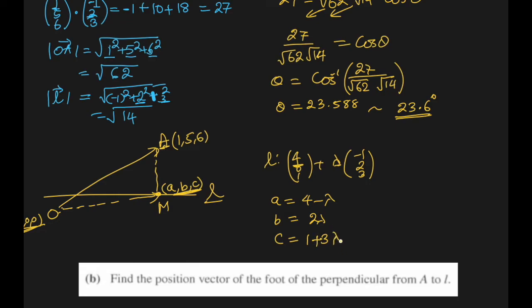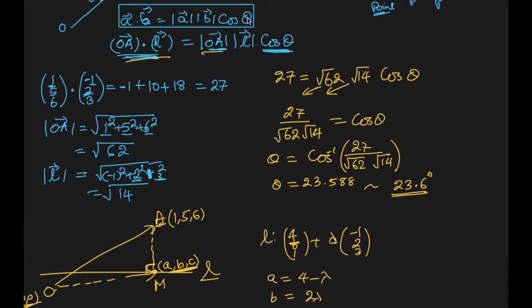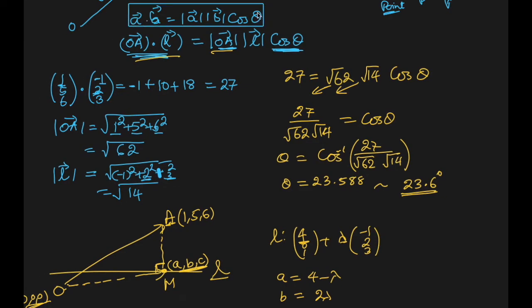If we find the parameter lambda, we'll get the coordinates, right? To find this, we should know that this line AM is perpendicular to the line L, right? And if we look back at this equation, if theta is 90 degrees, cos 90 becomes 0. That means the dot product of A and B will be 0.